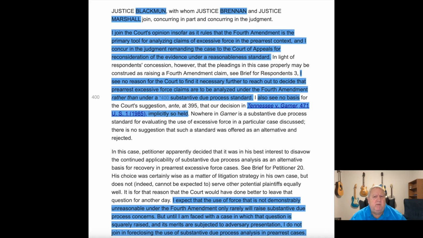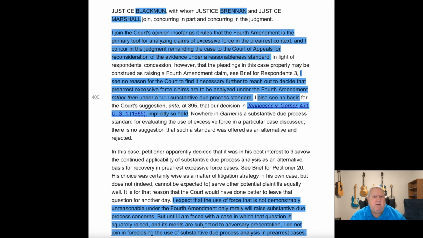So Justice Blackmun, with whom Justice Brennan and Justice Marshall join, concurring in part and concurring in the judgment. I join the court's opinion insofar as it rules that the Fourth Amendment is the primary tool for analyzing claims of excessive force in the pre-arrest context, and I concur in the judgment remanding the case to the Court of Appeals for reconsideration of the evidence under reasonableness standards. So they agree with all of that.